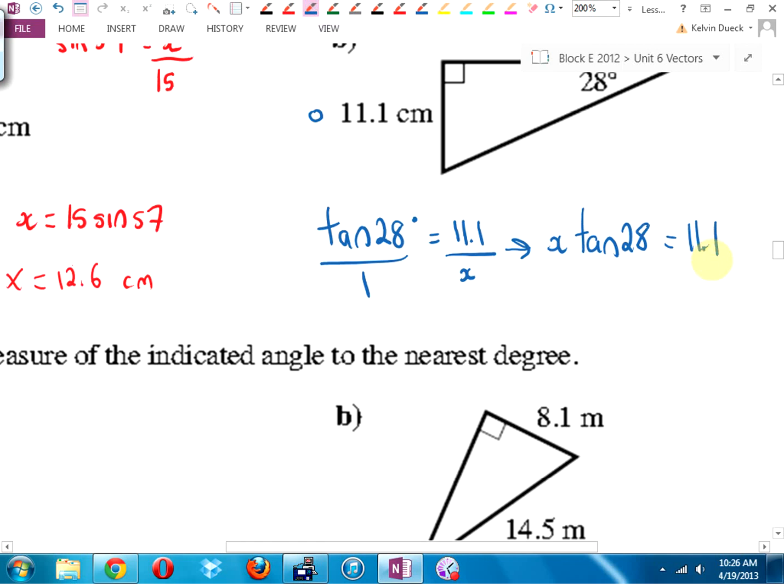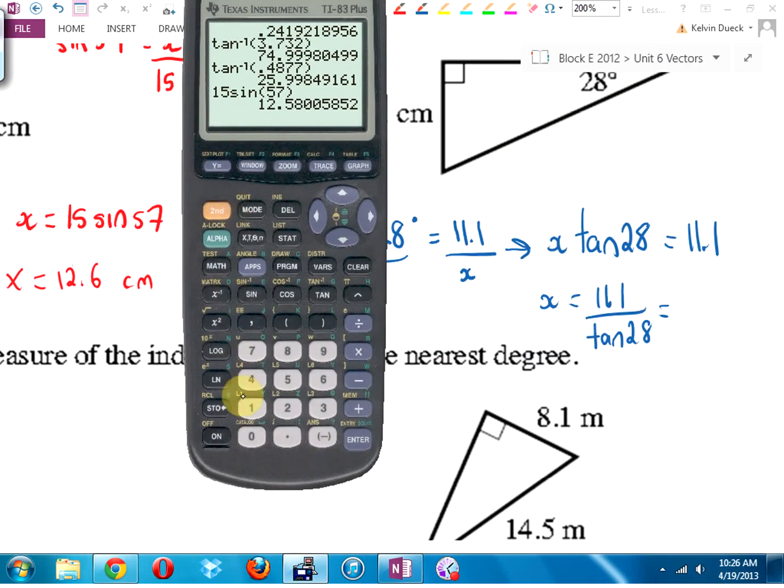How to get the x by itself? Divide. X is going to be 11.1 divided by tan of 28. Mr. Dueck, if I can be fairly comfortable doing these showing less work or almost in my head? You know what? I'm good with that on your homework if you can do a lot of trig just going to your calculator. 20.9.